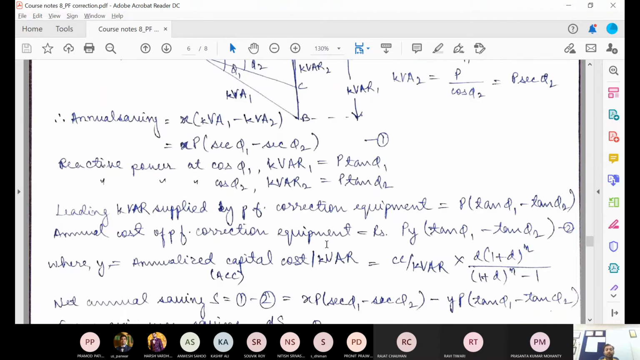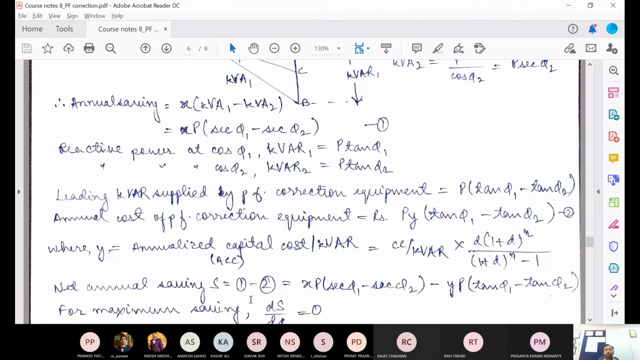So once you get that, now the net annual saving S is nothing but equation 1 minus equation 2, the annual saving minus the annual cost. So it will be XP (sec phi 1 minus sec phi 2), which was equation 1, minus YP (tan phi 1 minus tan phi 2), equation 2.